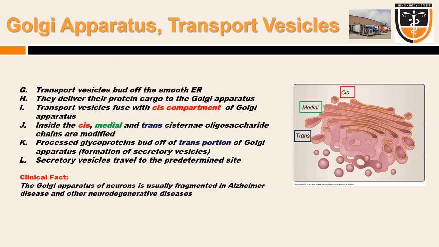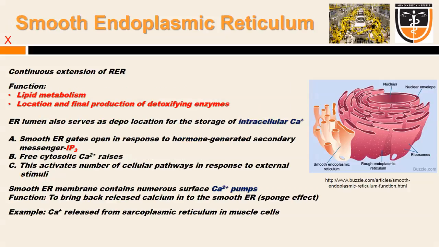One of the important things, just a pearl of wisdom, is that if you look at neurons in patients with Alzheimer's disease, you will actually see a fragmented Golgi apparatus. So we think that in patients with Alzheimer's disease and dementia, there's a problem of transport and maturation of these proteins through the cells that are produced in neurons.